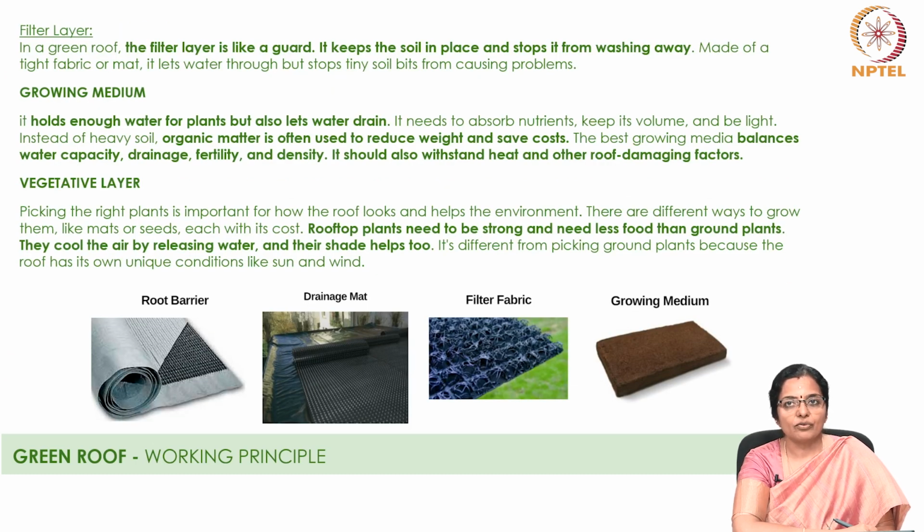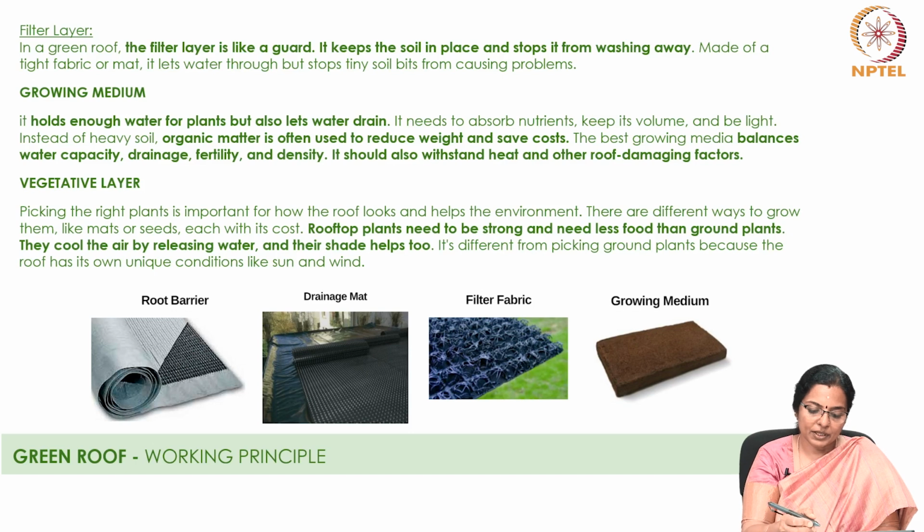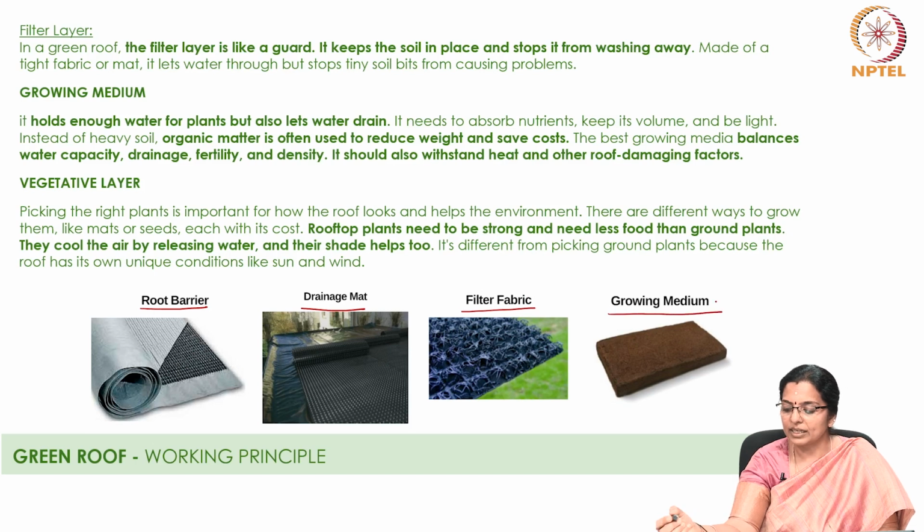Then comes the filter layer. So in a green roof, the filter layer is like a guard. It keeps the soil in place and stops it from washing away. Made of a tight fabric or mat, it lets water through but stops tiny soil bits from causing problems. So here are the pictures of how a root barrier, a drainage mat, a filter fabric and growing medium look like.